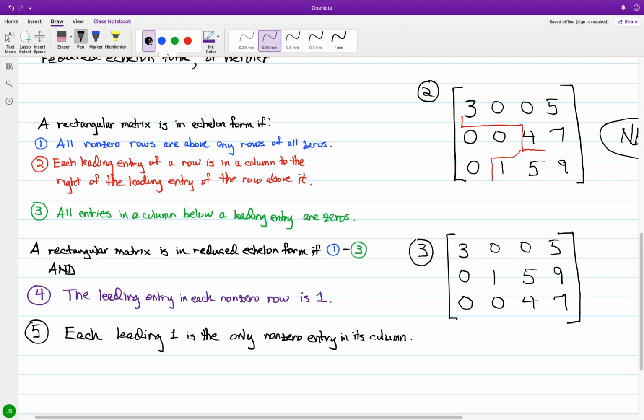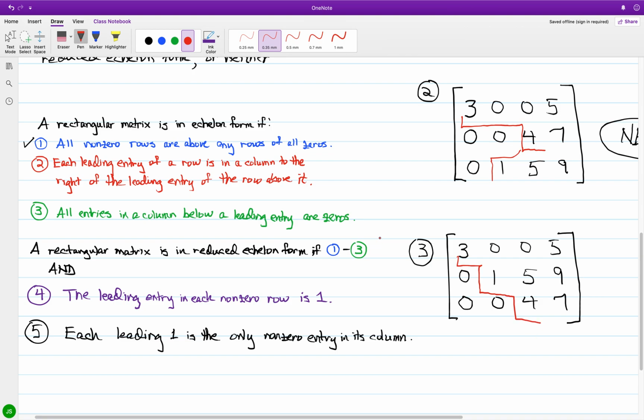First of all, we don't have any all-zero rows, so the first part is satisfied. Each leading entry of a row: the leading entry of the first row is going to be 3, the second row's leading entry is going to be 1, and the last row's leading entry is going to be 4.